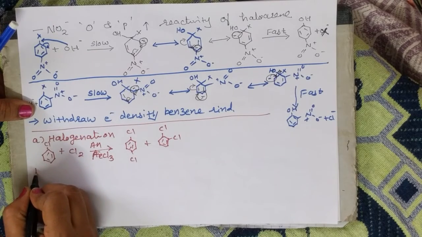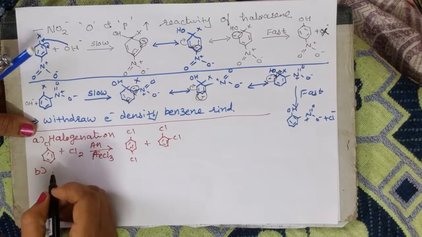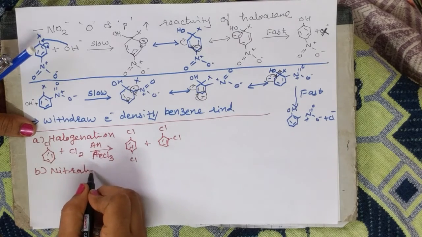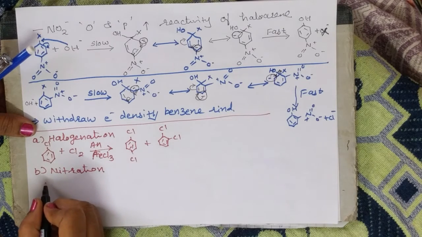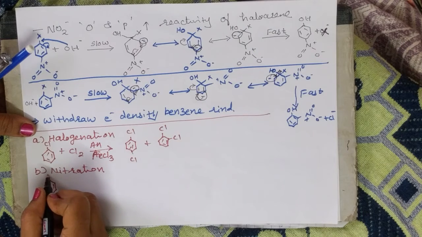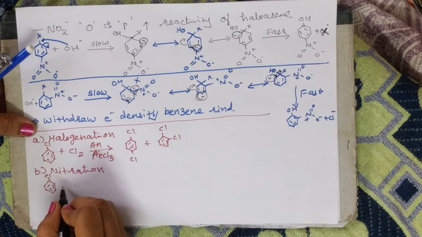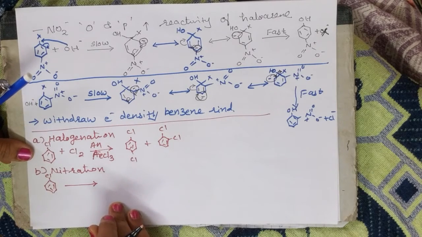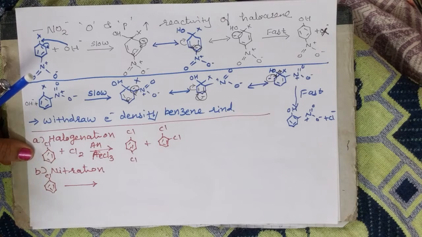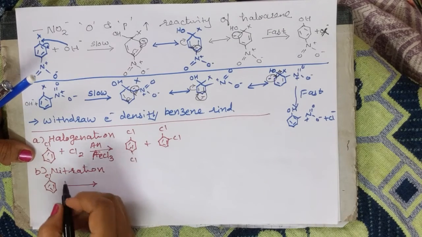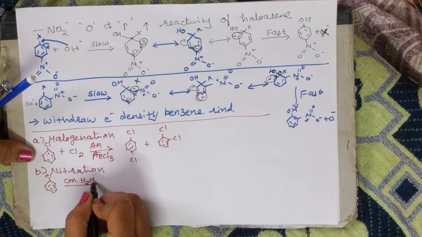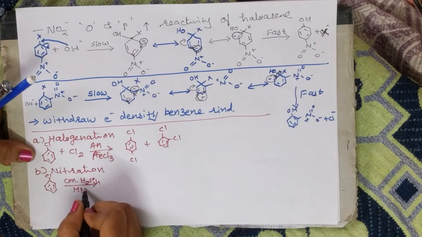Now the next reaction is known as nitration. Here we'll take chlorobenzene. Students, these are the reactions which can be very useful for your conversions also. As you know, chlorine is a very easily leaving species, so you have to remember it that way. Here we'll take concentrated H2SO4 with HNO3.